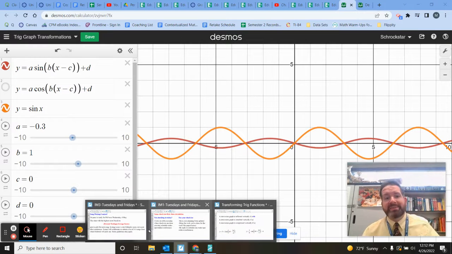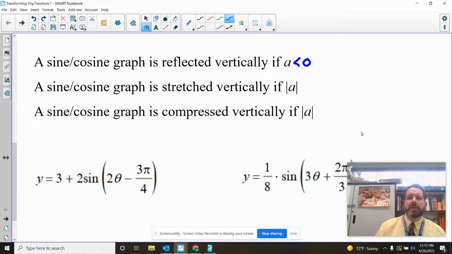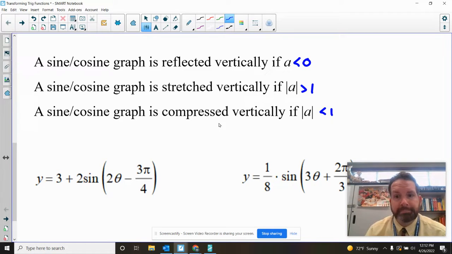What shrinks your graph down, compresses vertically, is if the size of your A number is less than 1. Conversely, if your A size is bigger than 1, your graph will stretch. I hope that makes a little bit of sense. Multiply by a number bigger than 1, your result gets bigger. Multiply by a number that's a tiny fraction or decimal, your result gets smaller.